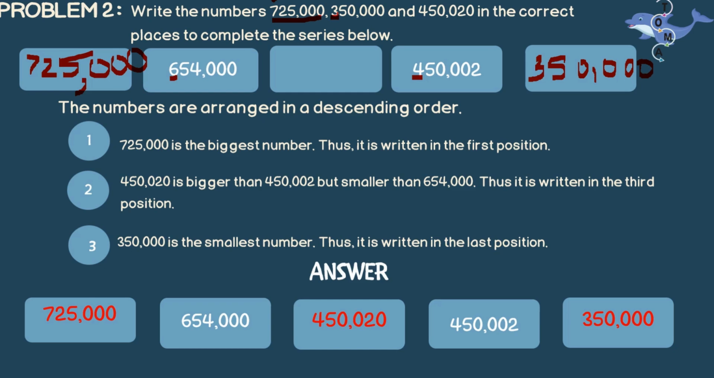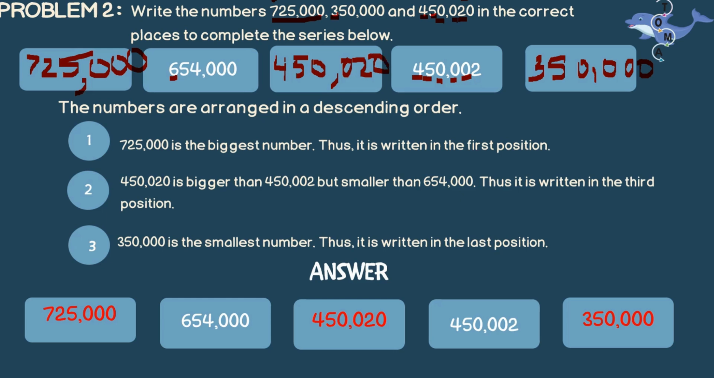So this number 450,000, same digits. Yes, 4 digits and 4 digits, same digit. 5 and 5, same digit. Yes, 0, same digit. So we are going to compare the next digit, 0, next digit. Okay, next again, 2 is greater than 0. So right now we are going to write down this number, 450,000 and 20, over here.